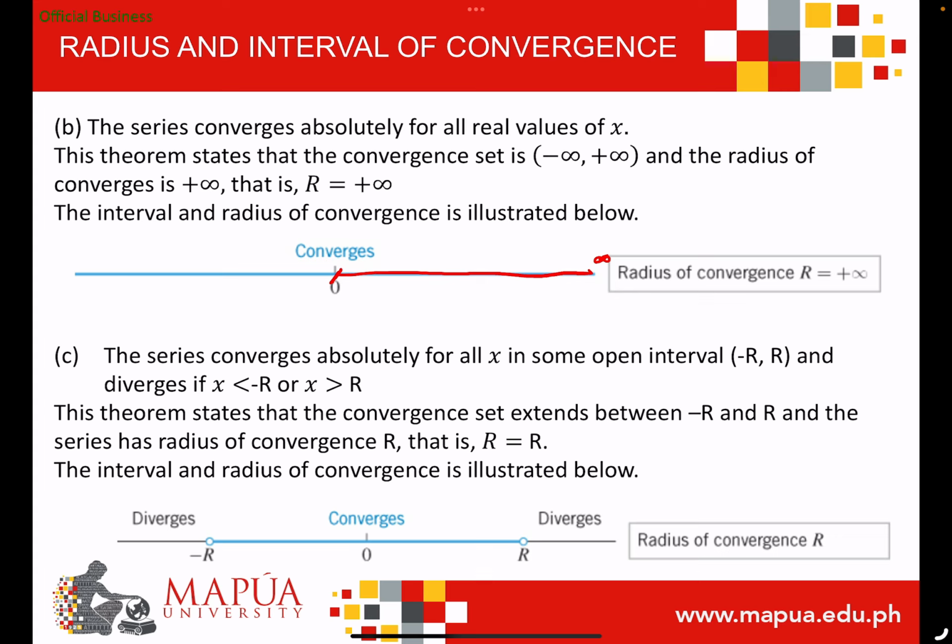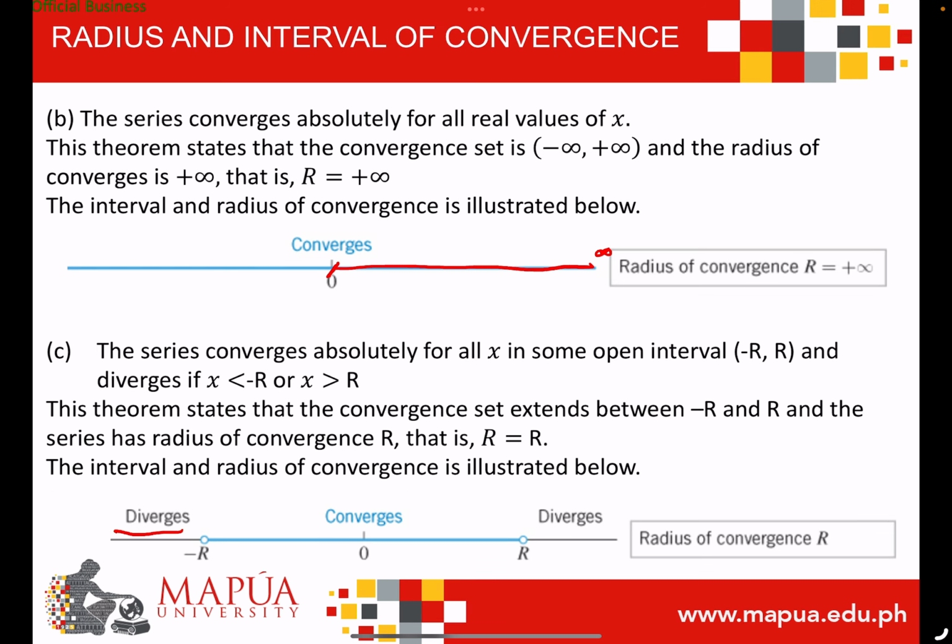The series converges absolutely for all x in some open interval from negative r to r, and diverges if x is less than negative r or x is greater than r. This theorem states that the convergence set extends between negative r and r, and the series has the radius of convergence r. That is, r is equal to r.